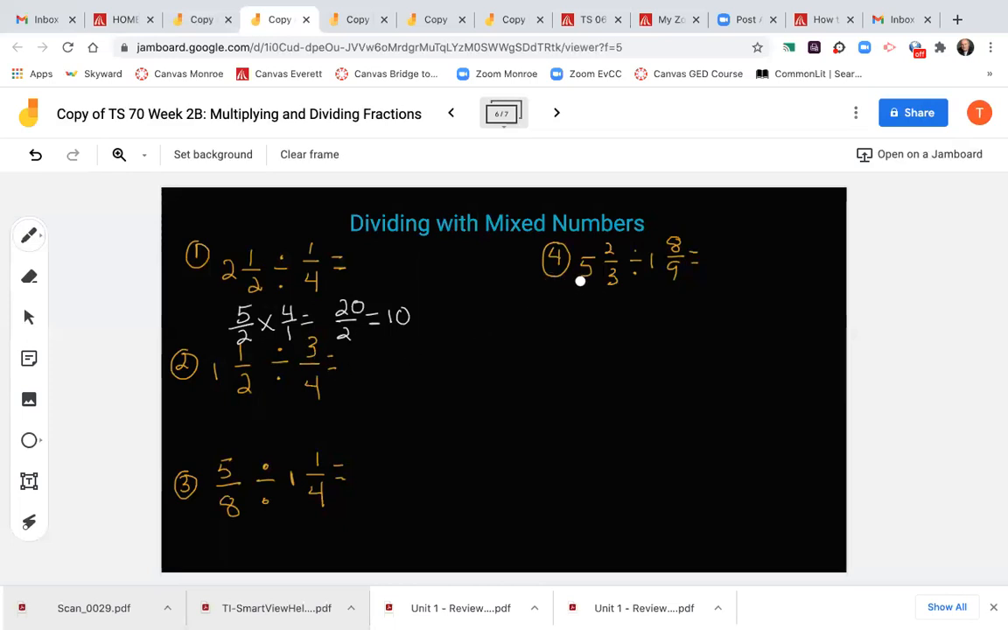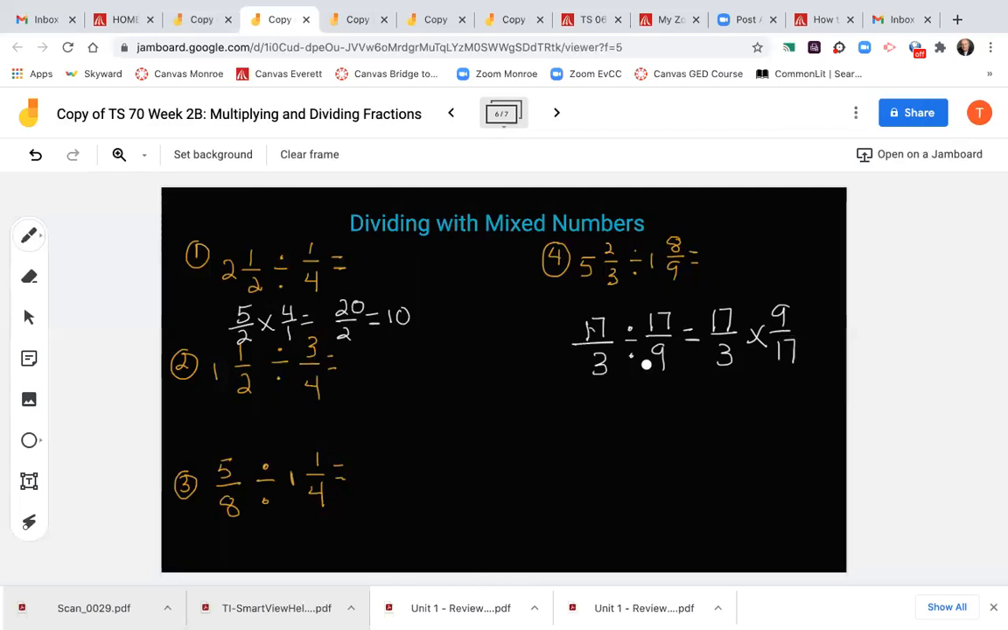If you want to write this down, 5 2/3 divided by 1 8/9. I would go 3 times 5 is 15, 16, 17 over 3. I'm just going to write it like this, divided by, 9 times 1 is 9, plus 8 is 17 over 9. Now, first number stays the same, 17 over 3 times the reciprocal, which makes this 9 over 17, which makes this cross-canceling heaven.